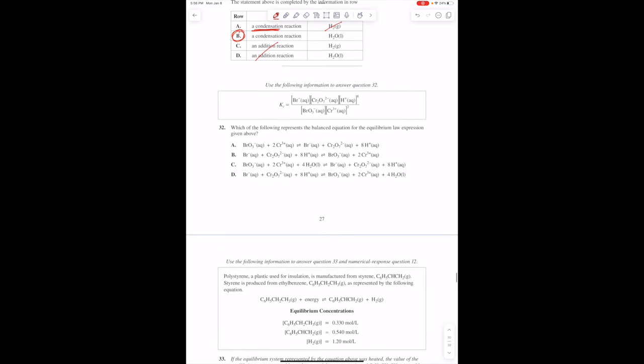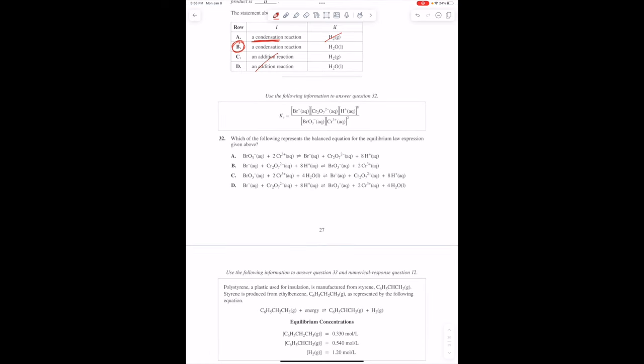All right, let's keep going. Which of the following represents the balanced equation? Oh, I got to underline. Balanced equation for the equilibrium law expression given above. Oh, oh my goodness, okay. So it's products over reactants. Remember, these are products over reactants. So I'm going to look for Cr3 positive, or sorry, for Cr2O7 2 negative as a product. So nope, nope.